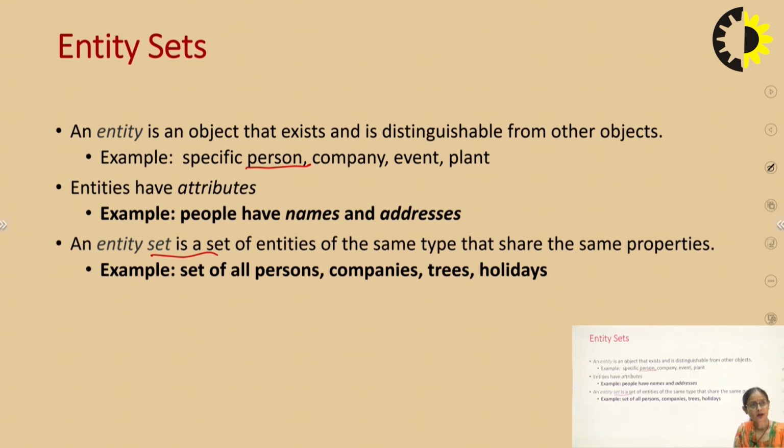Then in the case of a company, we could have different companies. For example, all the energy sector companies, then in that case we have different companies, but they are within the same domain, that is the energy sector. In that case it is an entity set.